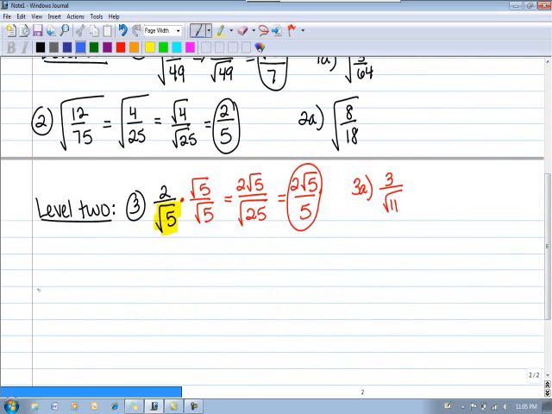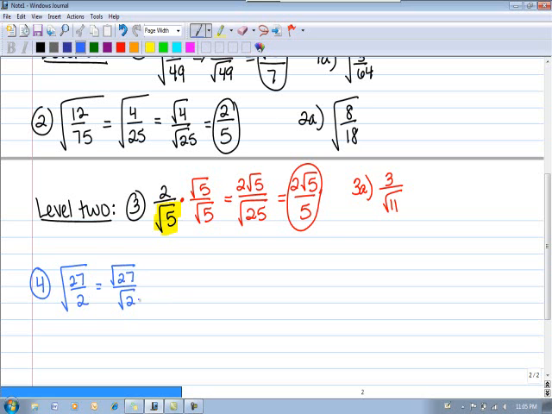And problem number 4 is the square root of 27 over 2. And I'm looking at this, I'm saying to myself, 27 and 2 don't simplify at all. So I'm going to break this into two little radicals. So this is the square root of 27 over the square root of 2.